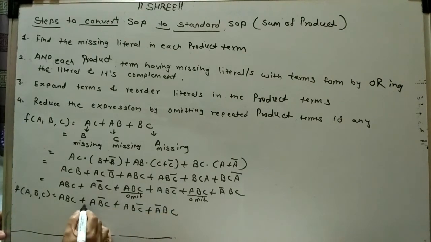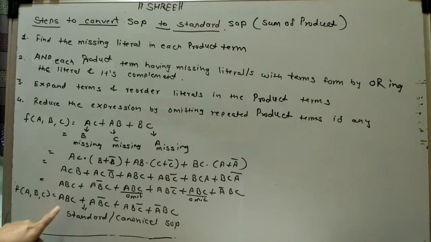So this is a standard or canonical SOP form. Now see, in this expression, each product term will contain all the variables either in a complemented or uncomplemented form. So A, B, C all uncomplemented, A, B bar, C, B is complemented, A, B, C bar, C is complemented, and A bar, B, C, A is complemented. So this is called a standard or canonical SOP.